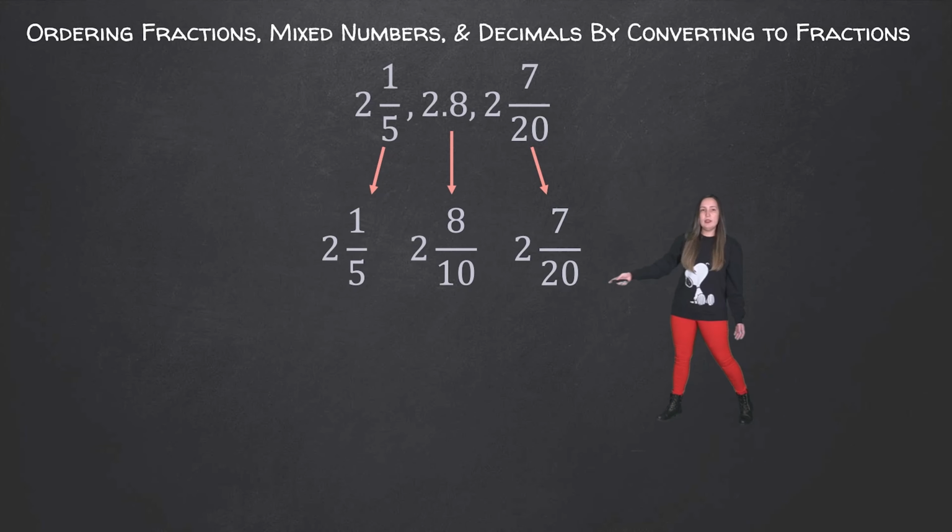Now, all these mixed numbers have a whole number of 2, making it difficult to compare. And all the fractions have different denominators. So in order to make this easier to compare, we have to find our least common multiple between 5, 10, and 20 to find out our least common denominator and write equivalent fractions with the same denominator.